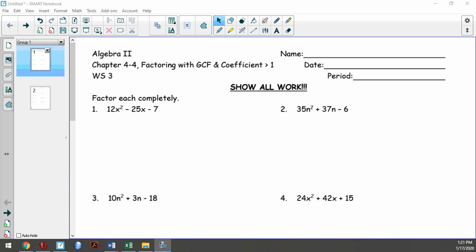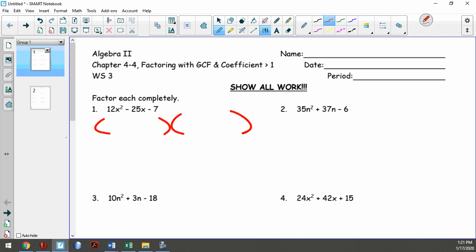Okay, number 1. Very first thing we're going to do is what? Very first thing I want you to do is find a GCF. Do I have a GCF? My smallest number is a 7. 7 does not go into 25. 7 does not go into 12. Do we all agree?